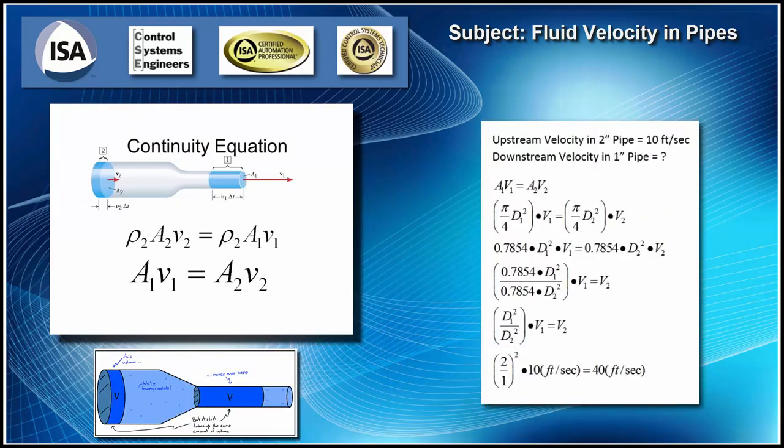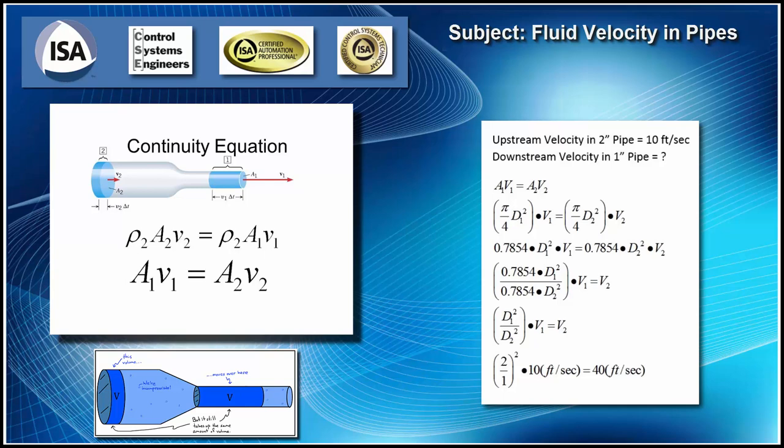Okay, we're looking at this piece of process piping here at the bottom. So we have a 2-inch main pipe that's reduced down to a 1-inch pipe to increase the velocity. And so we want to know what is the velocity through this schedule 40 1-inch if our velocity through the 2-inch is 10 feet a second.